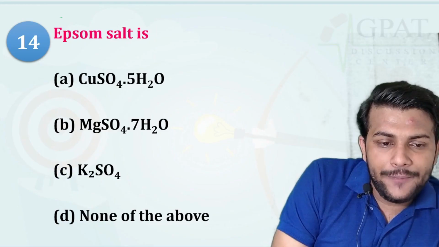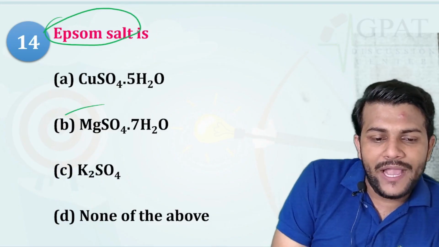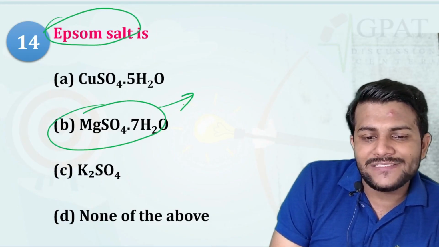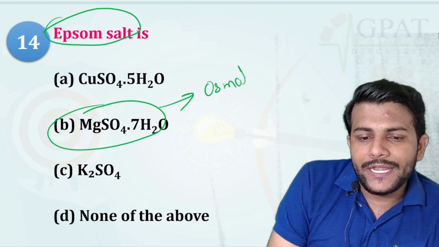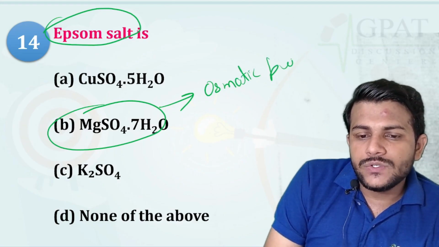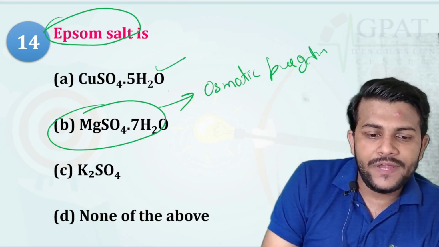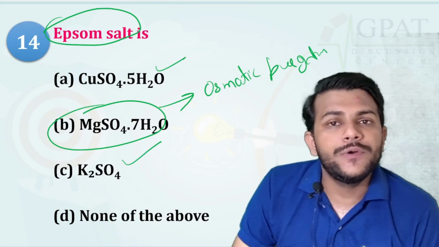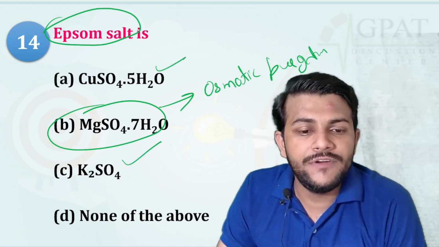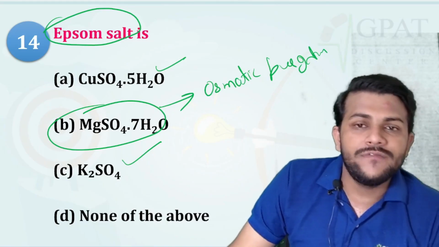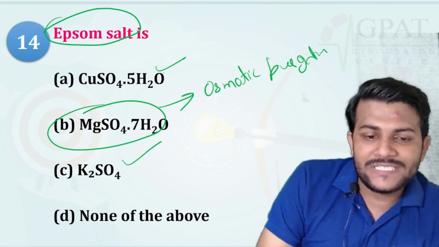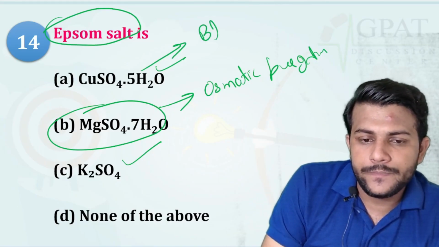Epsom salt, that is the magnesium sulfate, is used as an osmotic purgative. Got it? This is copper sulfate and this is potassium sulfate. Your ferrous sulfate, that is the green vitriol. Your zinc sulfate, that is the white vitriol. And copper sulfate, that is the blue vitriol.